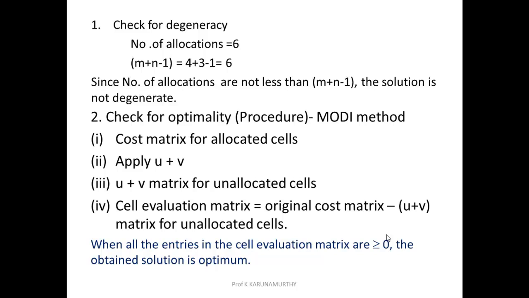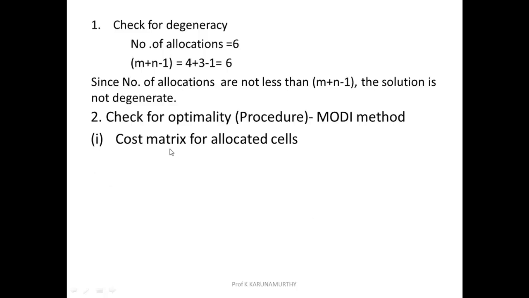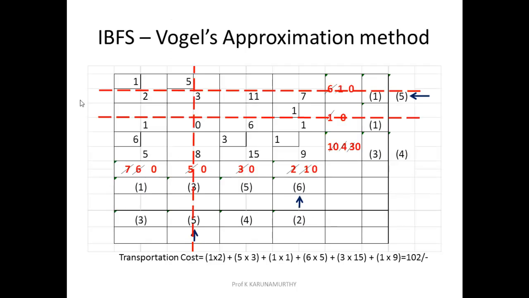Okay, so let us start the optimality test. First step is that we have to write the cost matrix for allocated cells. This cost matrix for allocated cells is like this. If you see this table after doing allocation, this is the allocation that we have made, and this is the cost matrix for transportation. This value is cost, whereas this is the quantity that is being allotted.